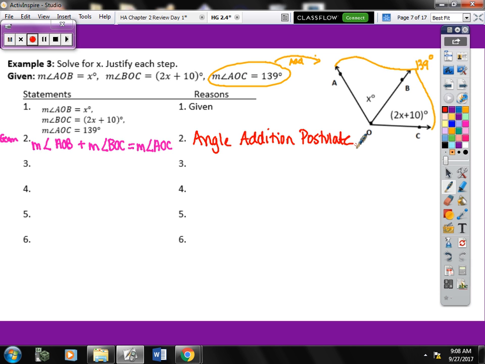And I do have a sheet that has all the properties, definitions, and postulates all in one paper for you to study off of and look at. All right, now substitute in what you know. So angle AOB is x, BOC is 2x plus 10, and AOC is 139. Again, you substituted, that's the substitution property.